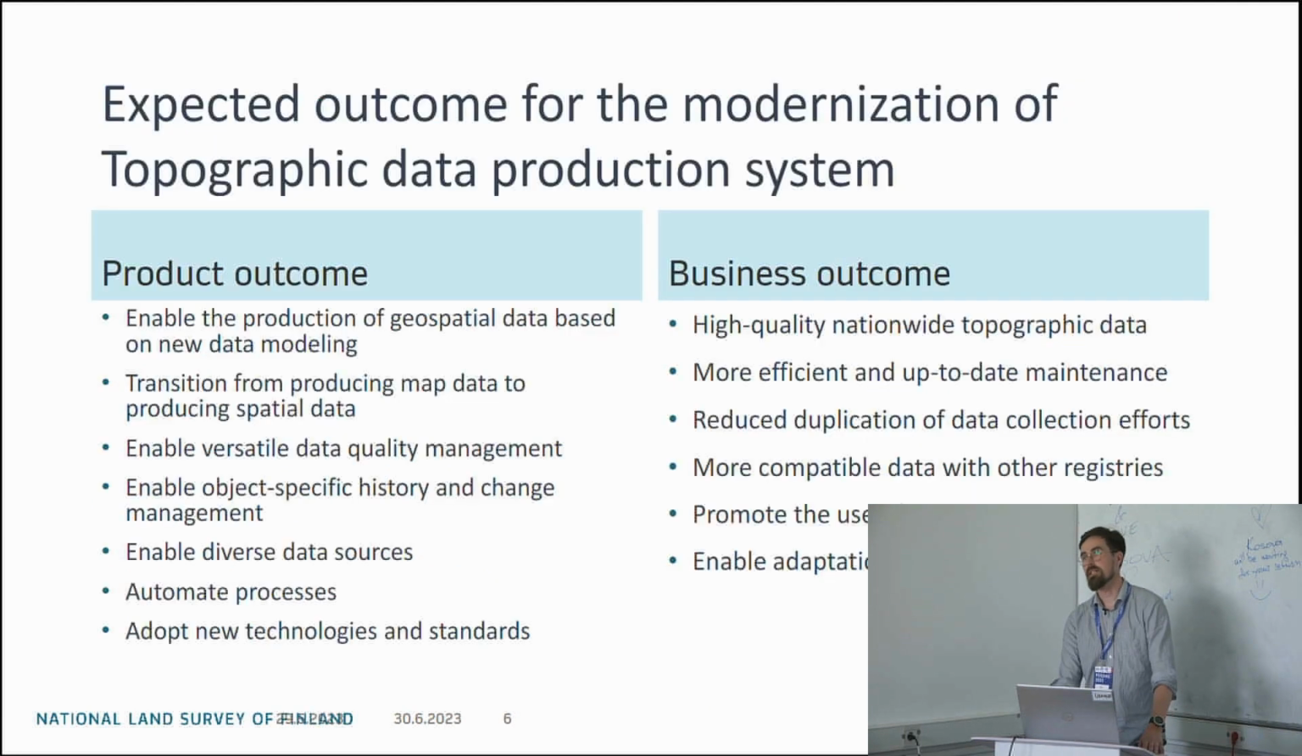Here are some expected goals from the development. Product goals are to enable the production of geospatial data based on the new data modeling, transition from producing map data to producing spatial data with more attribute data and so on, enable versatile data quality management, enable object-specific history and change management, and enable diverse data sources, automate processes, and adopt new technologies and standards.